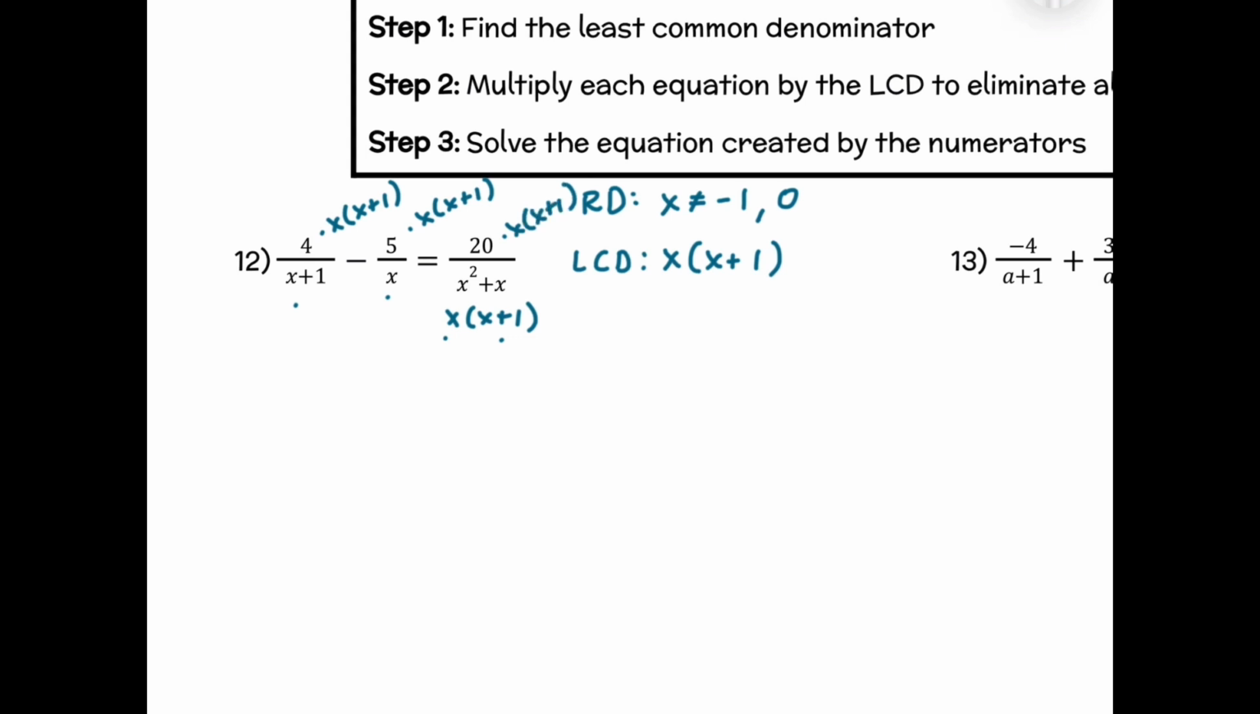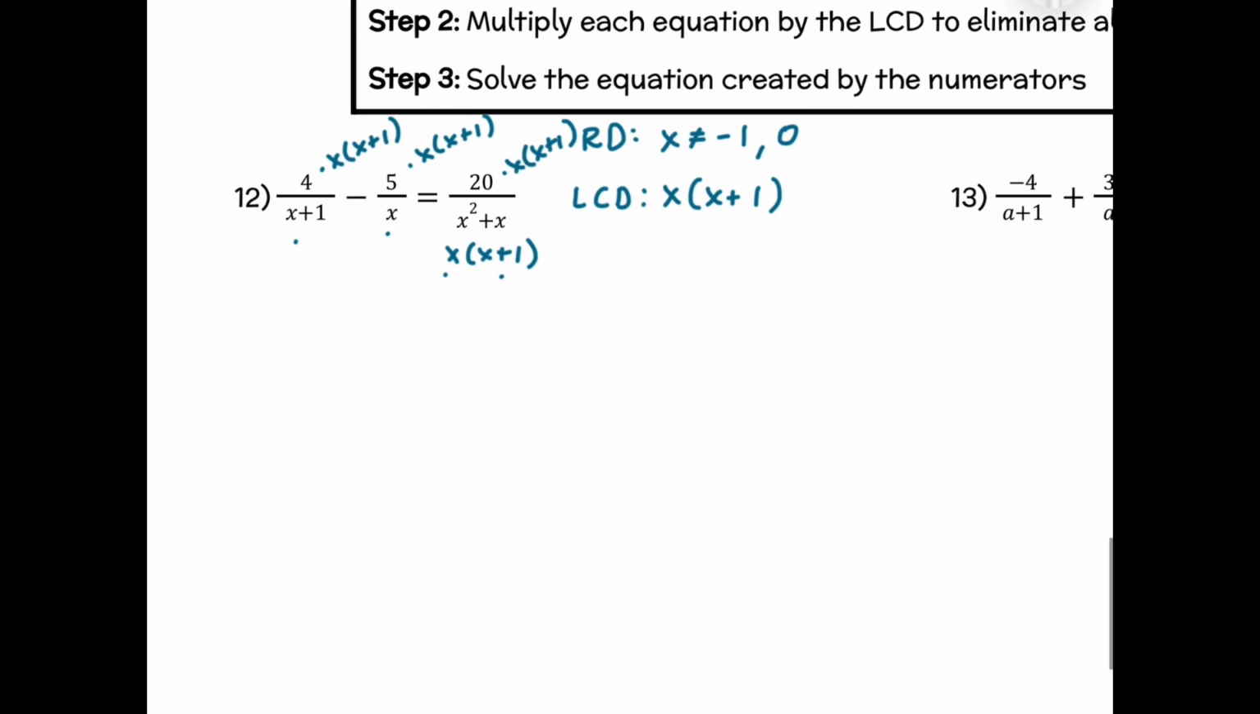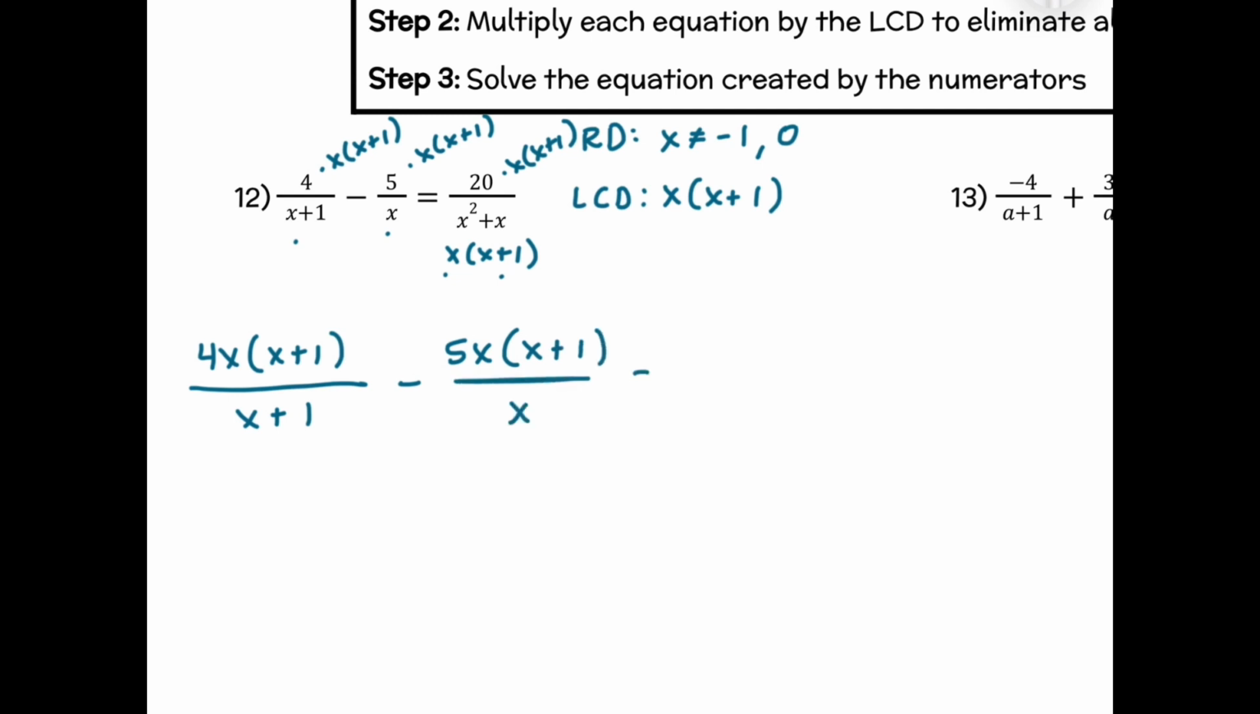On the top. And what we're going to do is write this out. So we would have 4x times (x plus 1)/(x plus 1) minus 5x times (x plus 1)/x equals 20x times (x plus 1)/(x plus 1).